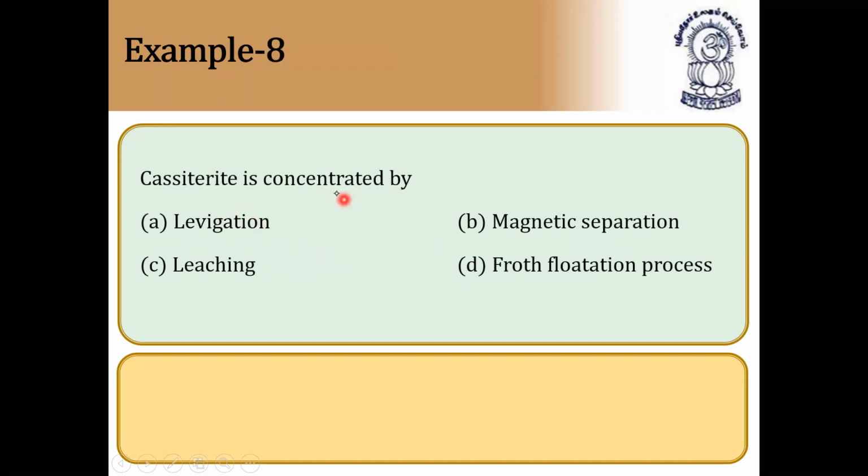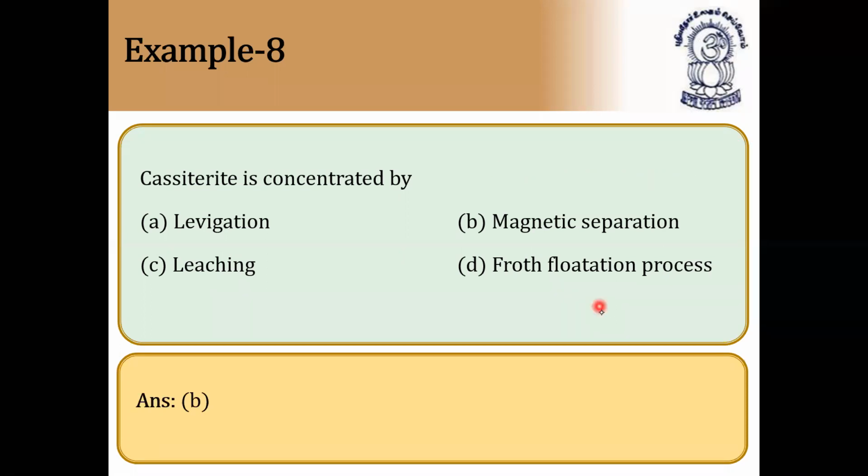Cassiterite, you already know, is tin dioxide, and it contains mainly iron oxide as impurity. So definitely it is concentrated by magnetic separation. Let us see the answer now. As I told you, tin ore is concentrated by magnetic separation because it contains iron oxide as impurity. That's why it is best concentrated by electromagnetic separation.